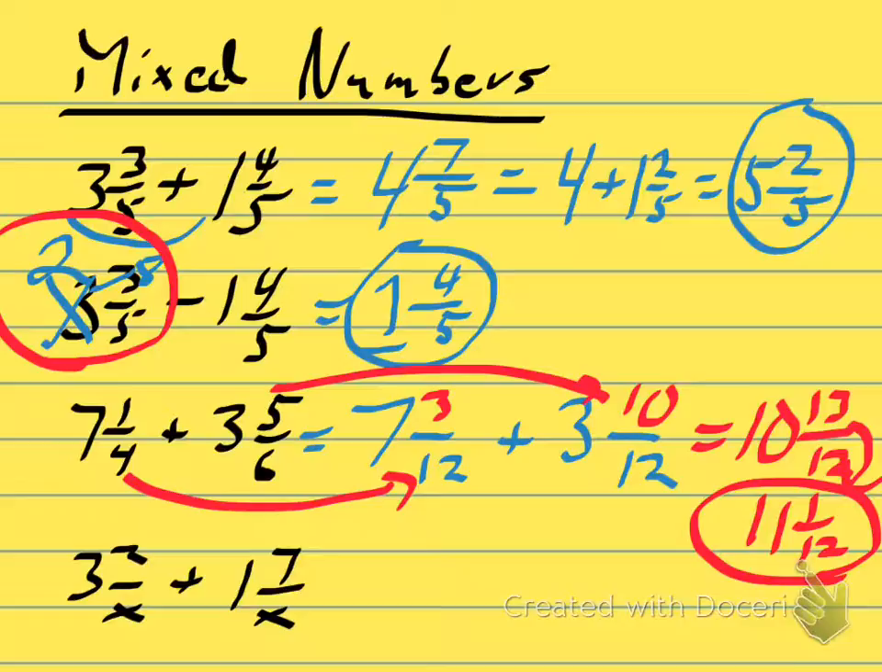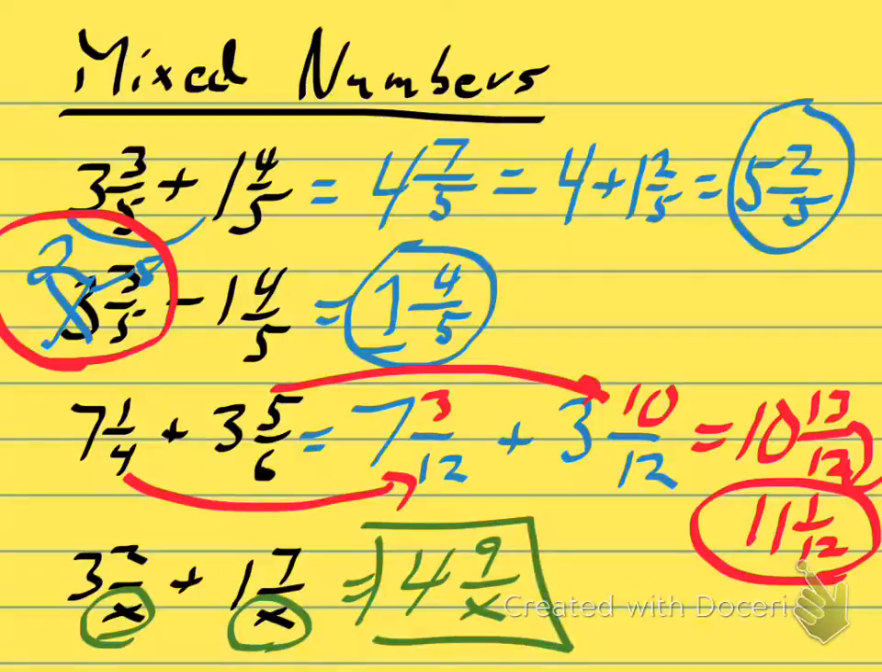And the final one, again, we can do the same thing with the variables. Doesn't matter if it's a variable, it's the same variable, right? So right away, 3 plus 1, the whole numbers are going to be 4. The denominator is going to be x, whatever x happens to be. And the top is 2 plus 7, which is 9. And that may be top-heavy, but without knowing what x is, we don't know that, so we can't do anything. So we just leave it. That is final answer. Okay?